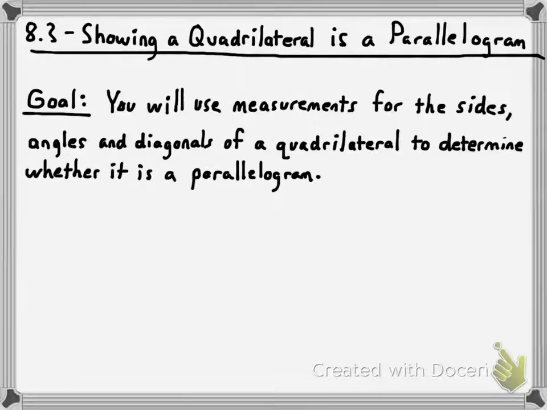Instead of knowing that a quadrilateral is a parallelogram and then concluding, say, that its consecutive angles are supplementary, now what we're going to do is we're going to be given certain measurements of a quadrilateral and trying to determine from those measurements, is it a parallelogram? Alright, so the goal is that you will use measurements either for the sides, the angles, or the diagonals of a quadrilateral in order to determine whether that quadrilateral is a parallelogram.